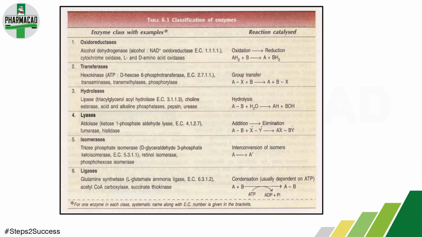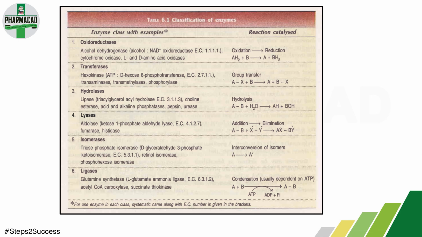As you can notice in the picture, the group attached to A is getting transferred to B with the help of the transferase enzyme. Third, hydrolase, responsible for hydrolysis. The examples are lipase, cholinesterase, etc. The fourth class is lyase, which is responsible for addition and elimination reactions. The examples are aldolase, fumarase, etc. The fifth class is isomerase: triose phosphate isomerase, retinol isomerase.